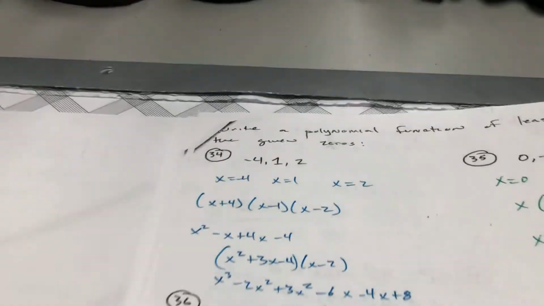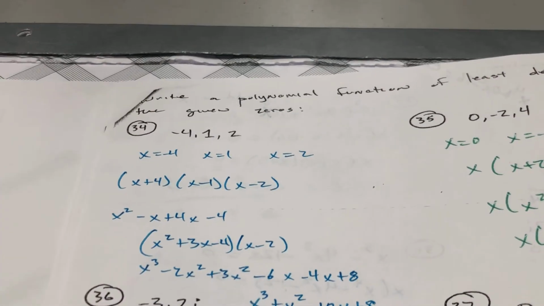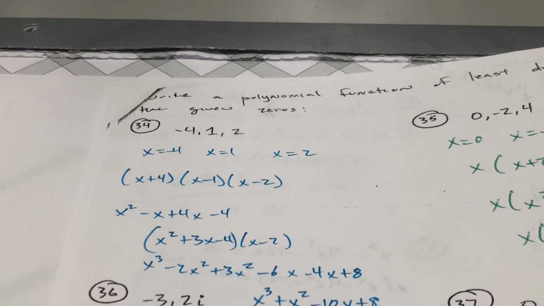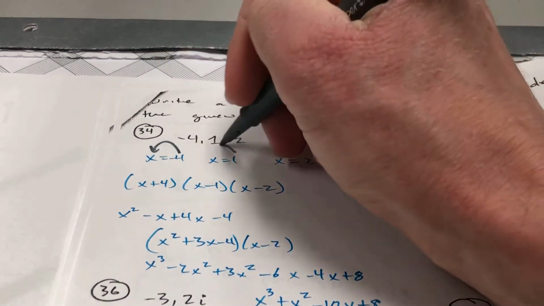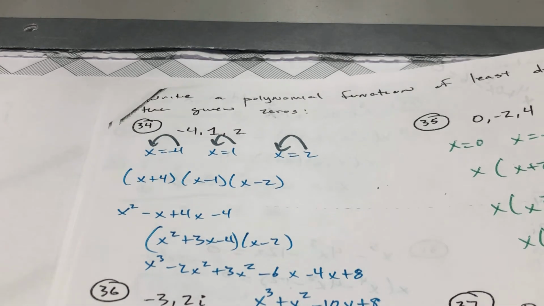Then we are rolling here. Write a polynomial function of least degree with the given zeros. Again, we say least degree because x is going to be equal to negative 4 only once, not twice or 3 times like we've seen before. X equals 1 and x equals 2. That's what I know. So what I do is I move those solutions over. Now they're factors. So if x was equal to negative 4, x plus 4 would be set equal to 0. X minus 1 would be set equal to 0. X minus 2 would be set equal to 0.